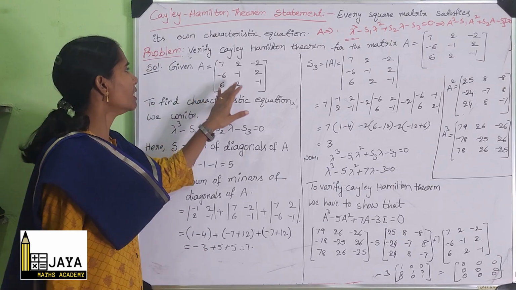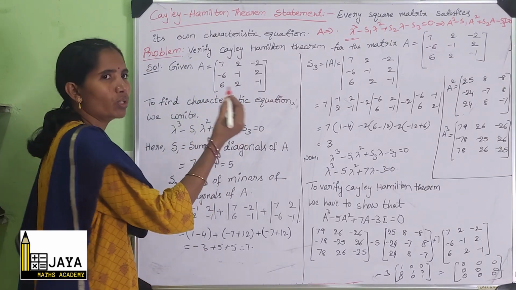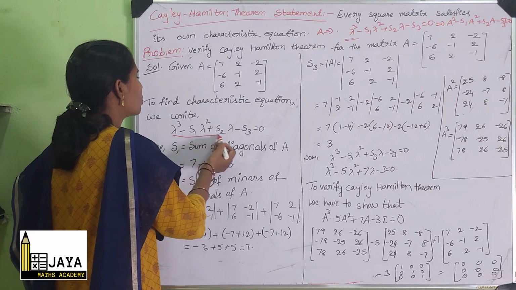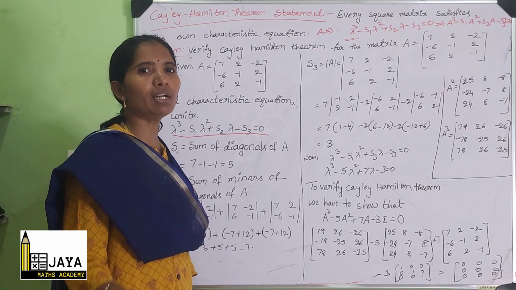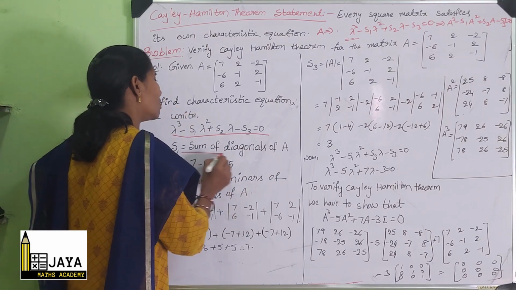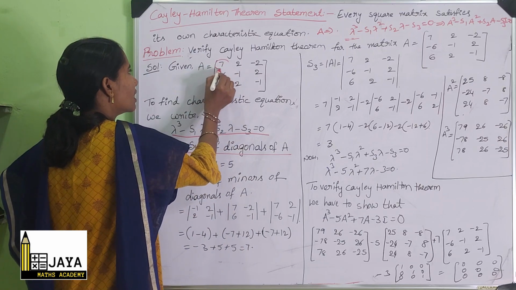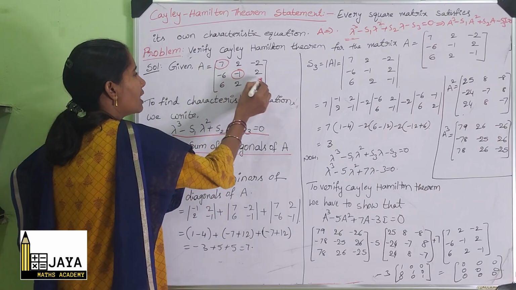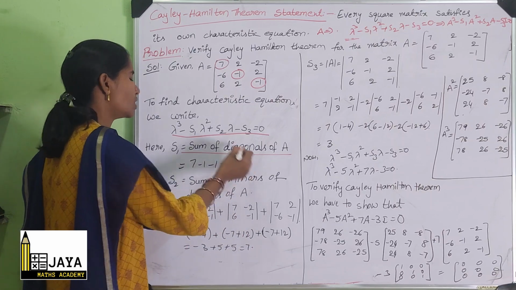So given the matrix A, to find the characteristic equation we write lambda cube minus s1 lambda square plus s2 lambda minus s3 is equal to 0. Here we want to find s1, s2, s3. How to find s1? S1 is equal to sum of diagonals of A. So the diagonals are 7, minus 1, minus 1. The sum of these three diagonals is 5.